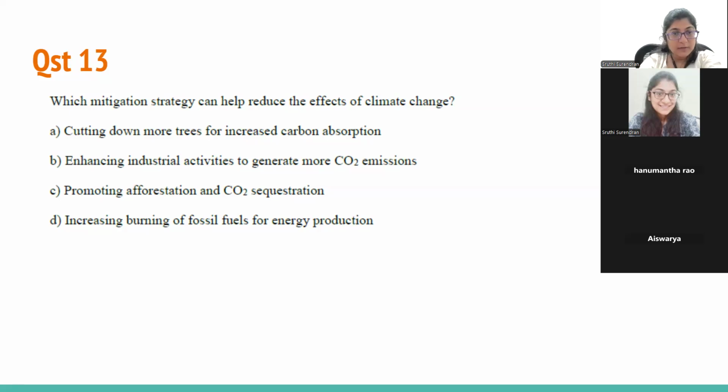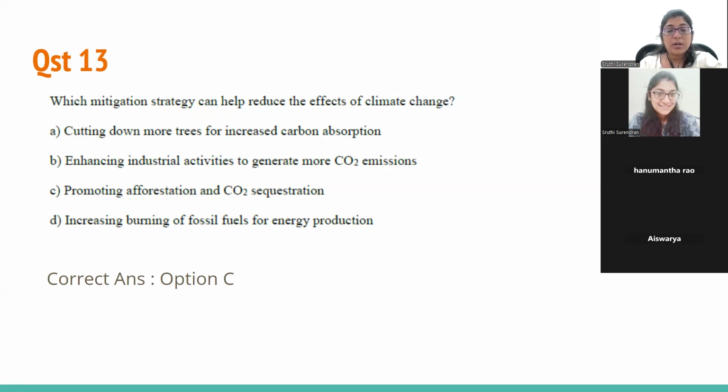Correct. It is promoting afforestation and carbon dioxide sequestration. So, afforestation is the opposite of deforestation. We are going to increase the amount of area under forest by planting forests or increasing the number of forests. Carbon sequestration is nothing but the rate with which the carbon dioxide from the atmosphere is brought back into the soil. That is what is called carbon sequestration.